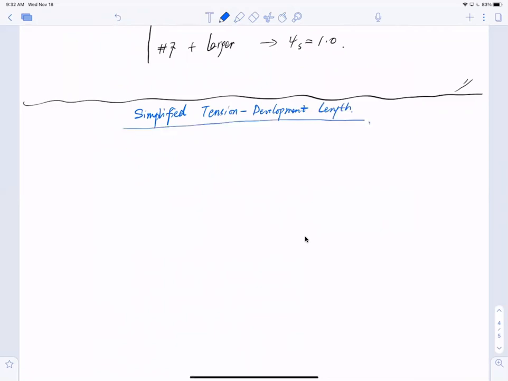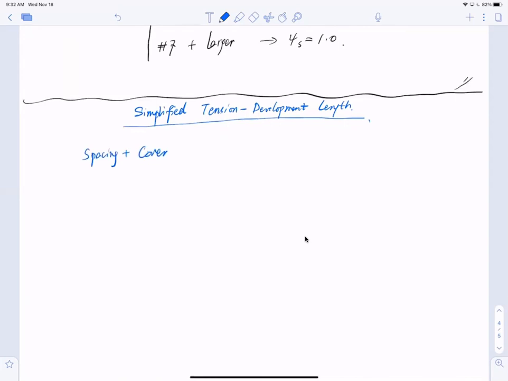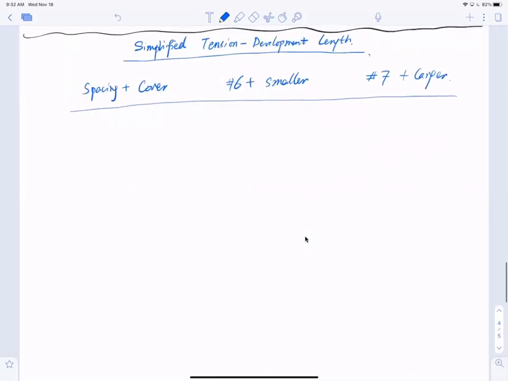Okay. So in the simplified case, the equations were divided by 2 factors. One is the bar spacing and cover, so spacing and cover in the first column, and the other is bar size. So number 6 or smaller, and number 7 or larger. Once you make this division, I can simply divide my development length cases into two categories, two scenarios.